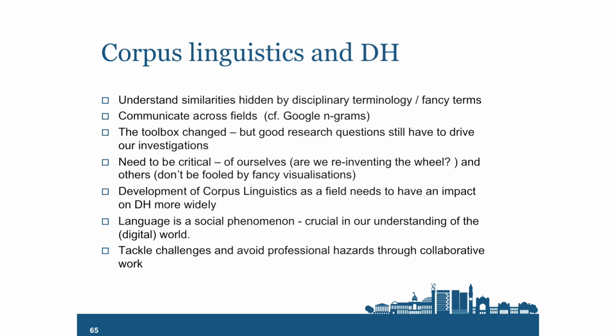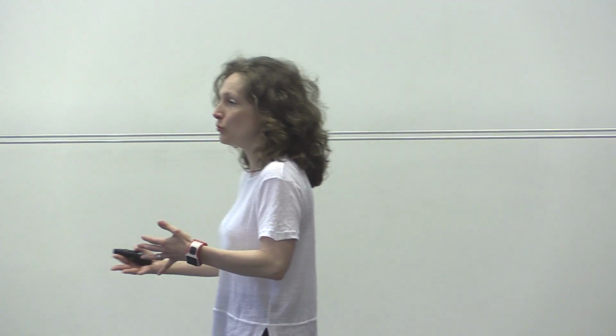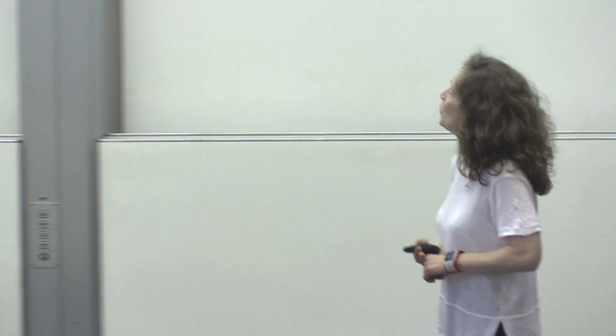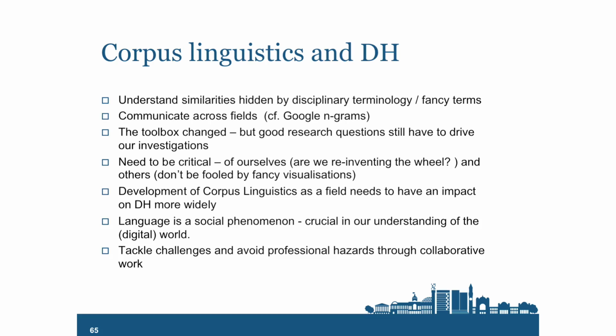And underlying all of this is that language is a social phenomenon. So this is also crucial in our understanding of the digital world. So a lot of this is really, how do people interact? What is it we find interesting? How do we conceptualize the world around us? And how do we bring this together? So I would say that we should really tackle these challenges and avoid professional hazards through collaborative work, ultimately. So I think corpus linguistics, for me, is very much collaborative, and I would hope that a lot of people in this room would think the same.